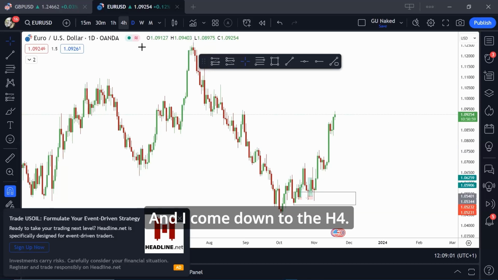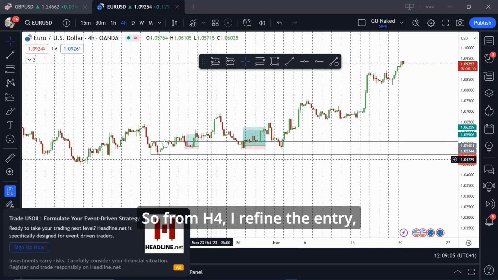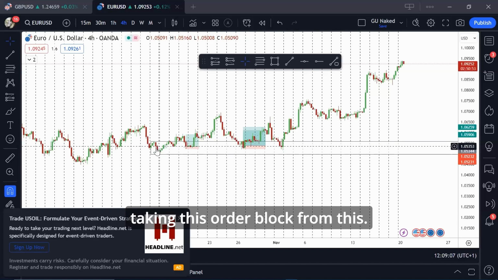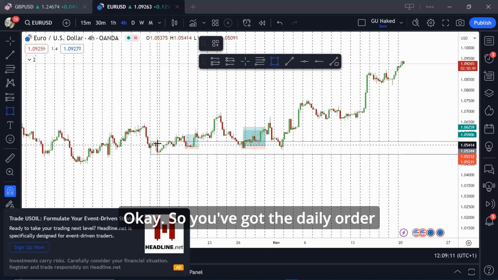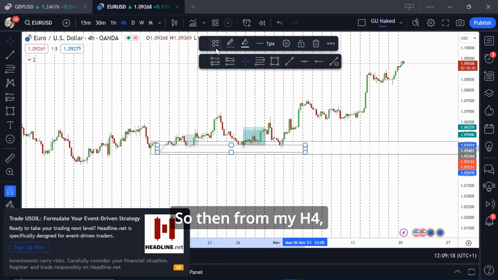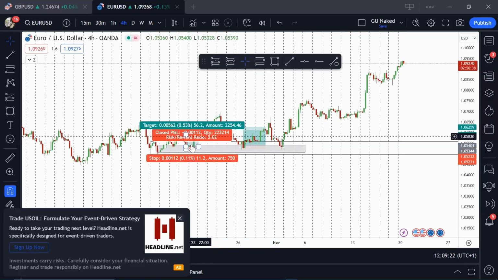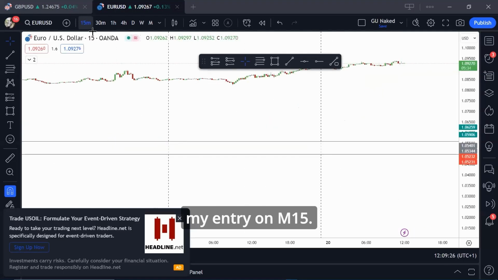And I come down to H4. From my H4, I refine the entry, taking this order block. So you've got the daily order block and you're refining it on the 4 hour. Exactly. Then from the 4 hours, I move down to 15 minutes to get my entry.